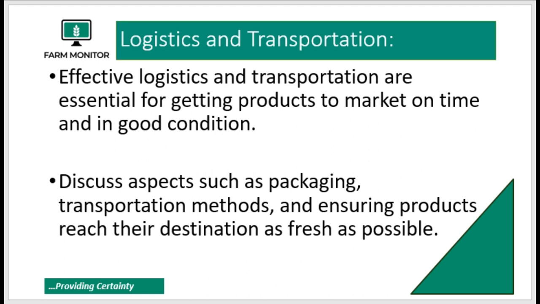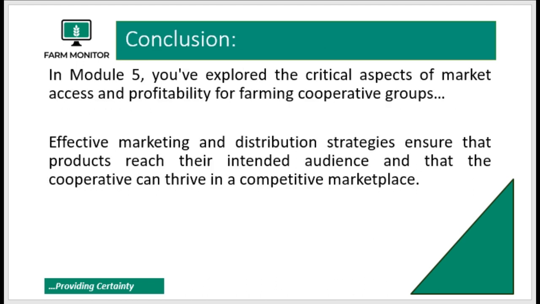In conclusion, Module 5 explored the critical aspects of market access and profitability for farming cooperative groups. Market research and strategy, value addition, and product diversification are key to increasing revenue and expanding market reach. Effective marketing and distribution strategies ensure that products reach their intended audience and that the cooperatives can thrive in a competitive marketplace. Cooperative members should apply these principles to maximize the benefits of their collaboration.